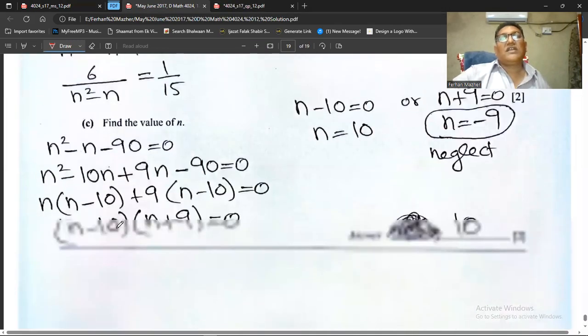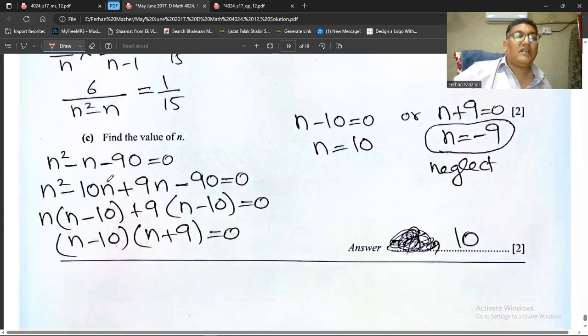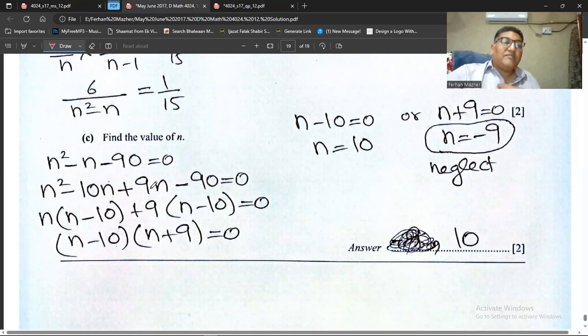We can do the midterm breaking here. N square minus 10 n plus 9 n minus 90 equals 0. From the first two terms, I can take n common, so n bracket n minus 10 bracket close. From the last two terms, plus 9 is common, so 9 bracket n minus 10. So this bracket and this bracket are common. Take this bracket common. From there, you will have n, and from here, you will have plus 9. These two brackets are multiplying and the answer is 0.